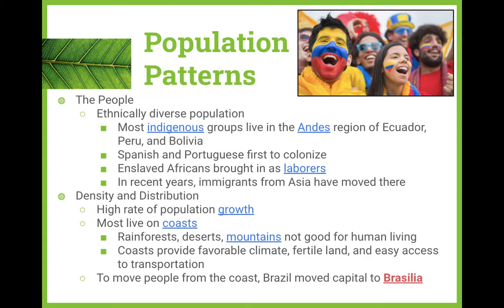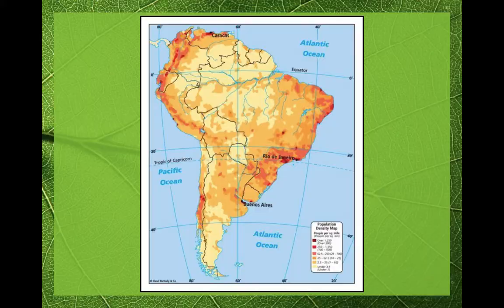Brazil wanted to move people away from the coast, and so they moved their capital to what is now called Brasilia. Okay, so this right here shows the population distribution, so you can see the differences here in how, once again, most of the people live on the coast, except for this dot right here, and that is where Brasilia is.